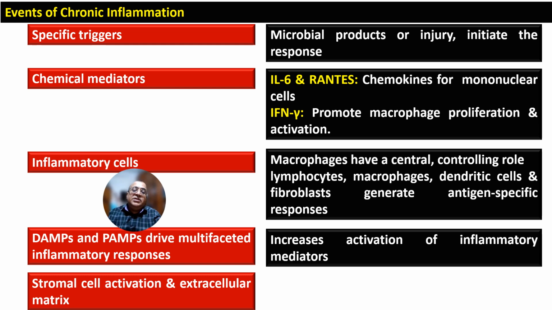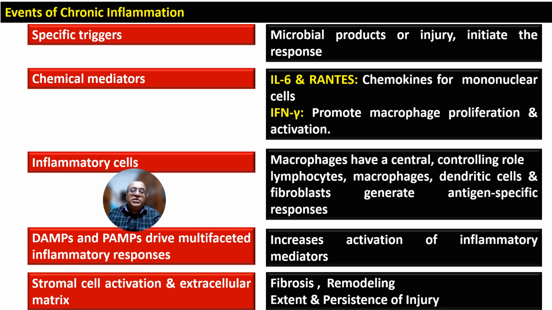Then tissue remodeling and fibrosis is through stromal cell activation and extracellular matrix remodeling that influence the immune response. The extent of this fibrosis depends on tissue injury severity and persistence of the inflammation.